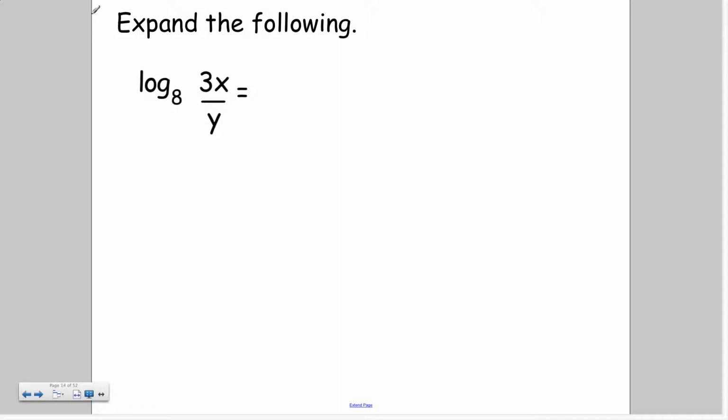All right, we've got a couple things going on here. So we're putting it all together now. We're putting more together. If I look at this, on top, I'm multiplying. So if I'm multiplying, then when I expand it, I'm going to add. I also have this going on, and it's being divided.